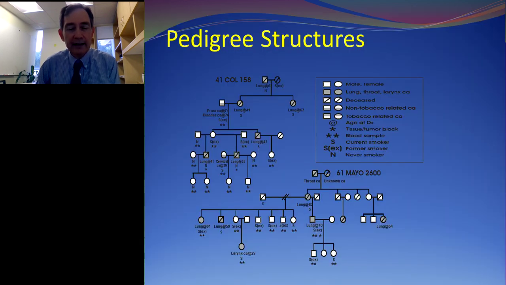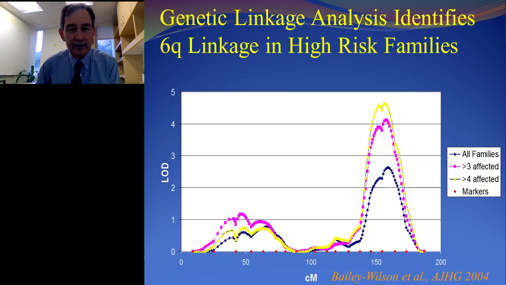And so this is showing you a pedigree. Looking at pedigrees, the squares are males and circles are females, and the affected people are shaded. In this structure, you see lots of lung cancers and some head and neck cancers, and we really didn't see other cancers showing up excessively. So it's really just a lung and head and neck kind of cancer structure.